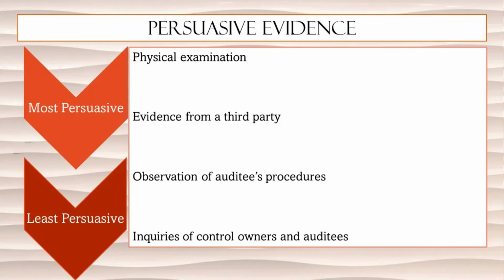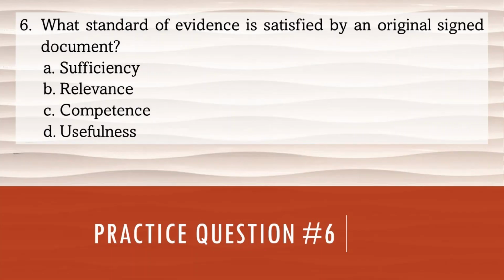Remember, observation through physical examination is the most persuasive evidence. And next is evidence from a third party. Then our observation of the auditee's procedures. And finally, inquiries of management or the auditee is the least persuasive evidence because they may or may not be telling us all the information available. So we would still need to corroborate what they are telling us.